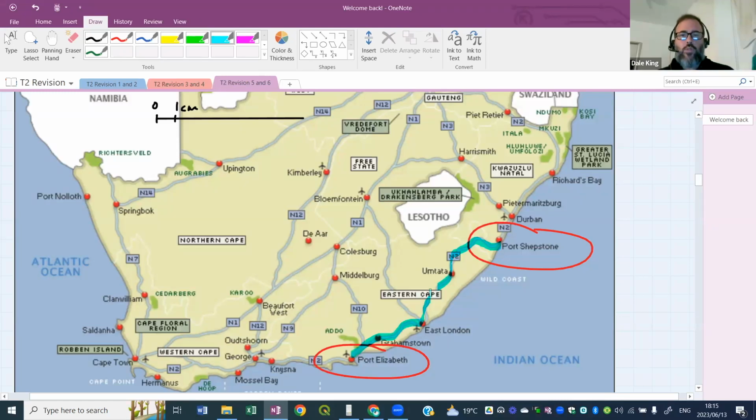So who can name 2 towns? You can put it in chat if you want. Who can name 2 towns that you will pass if you're going from Port Shepstone to Port Elizabeth? You just look at the map and name 2 towns that you go through. All right, Mthatha's 1. Very good. Well done, Viela. Mthatha's 1. East London is another one. And then right there at the bottom.